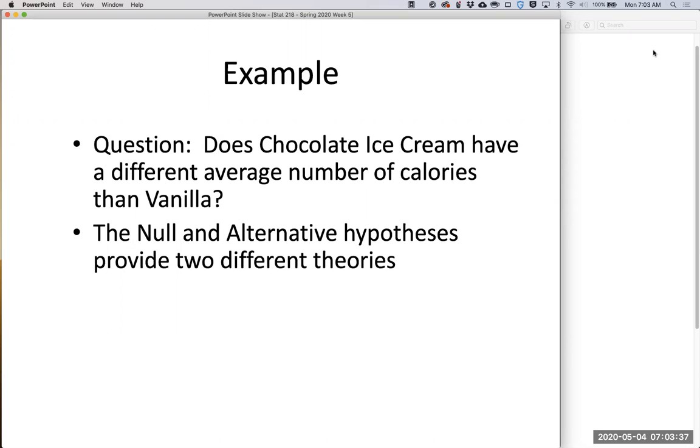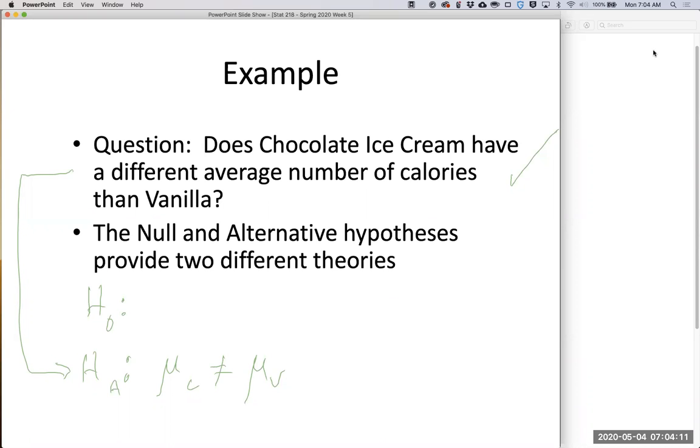Null hypothesis. I'm going to call it H sub 0 for the null hypothesis. H sub A is the alternative hypothesis. Now, typically, the natural question is going to be the alternative hypothesis. Not always, but typically. Also, the alternative hypothesis cannot have an equal in it. So I'm going to write mu chocolate and mu vanilla are not equal.